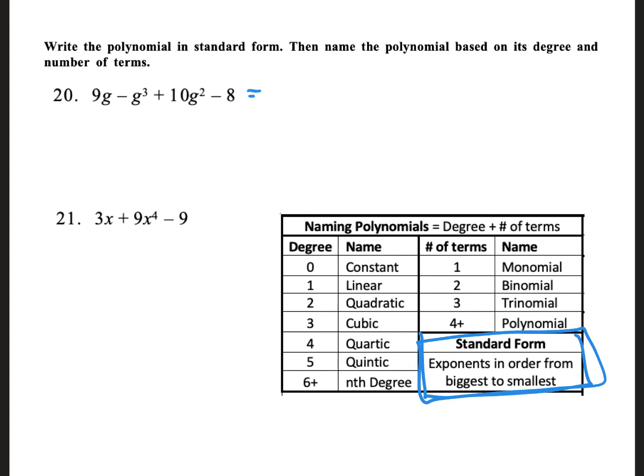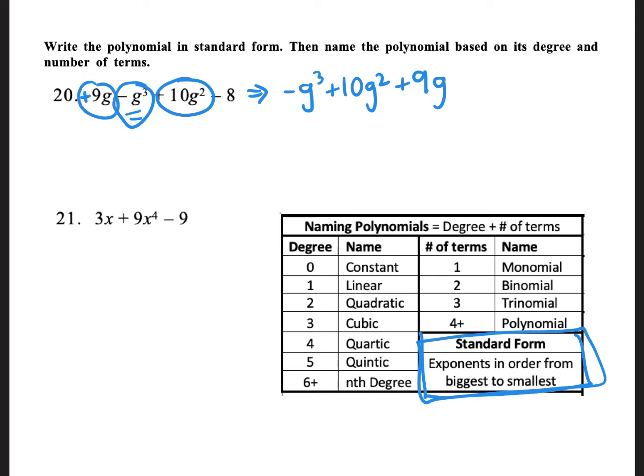If I do this for this one, I notice my exponent that is the biggest is 3. So we have negative g cubed. You're going to take that whole thing when you move it. My next biggest one is squared, so we have plus 10g squared. Took care of that one. Then we have plus 9g. Remember, there's a sneaky little plus sign there. And then my last one would be minus 8. And that is your polynomial in standard form.